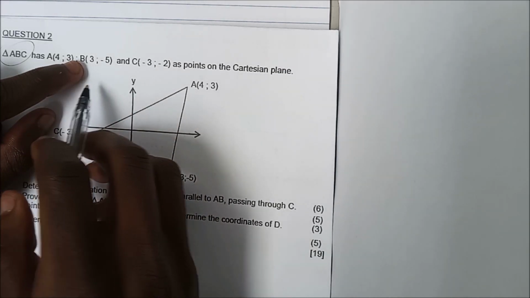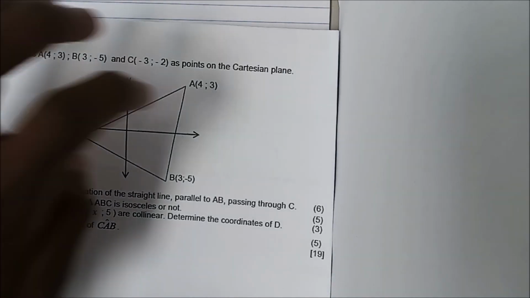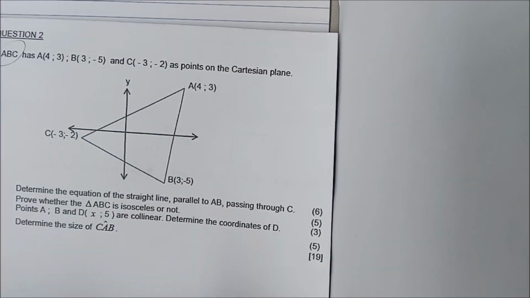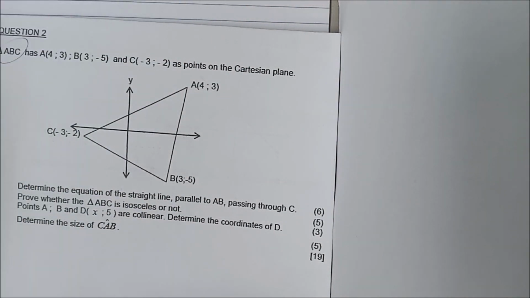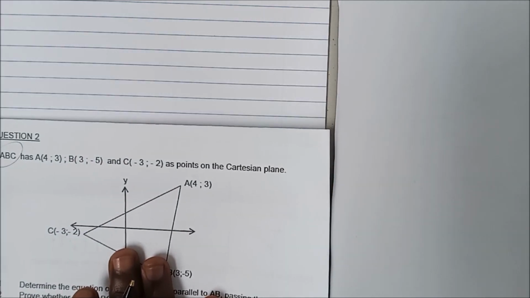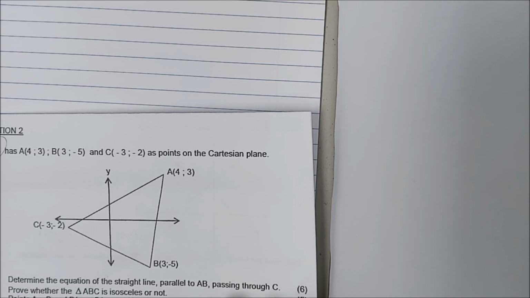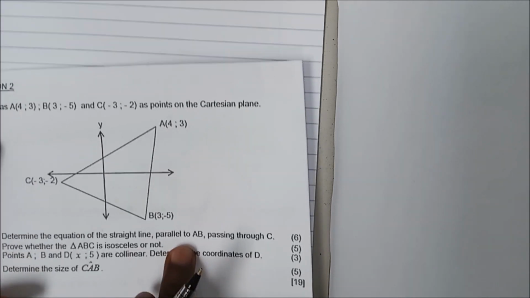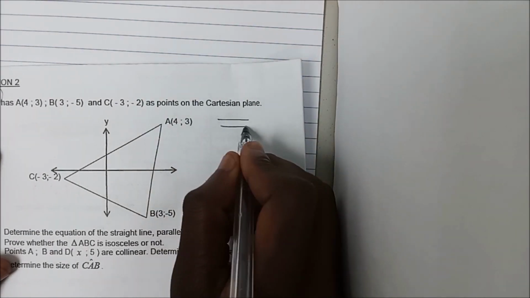Okay, no problem. We see them as points on the Cartesian plane. We know that if there's no sufficient information, we just go straight to the question. So now 2.1 says determine the equation of a straight line that is parallel to AB and passes through C. So now they say that line, guys, parallel lines are just lines that are like that.